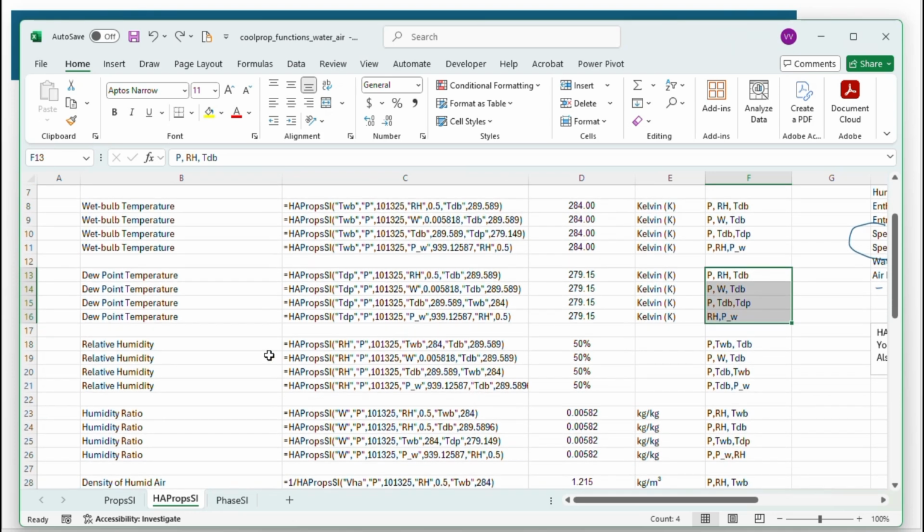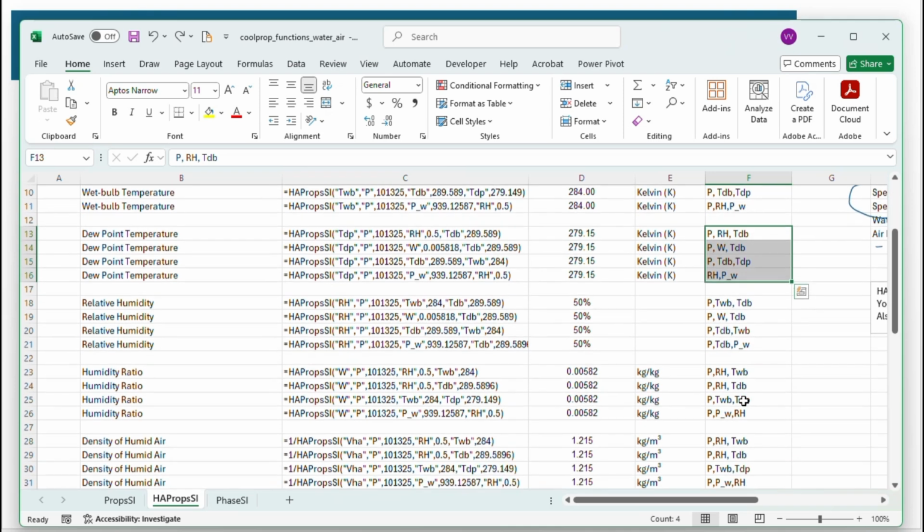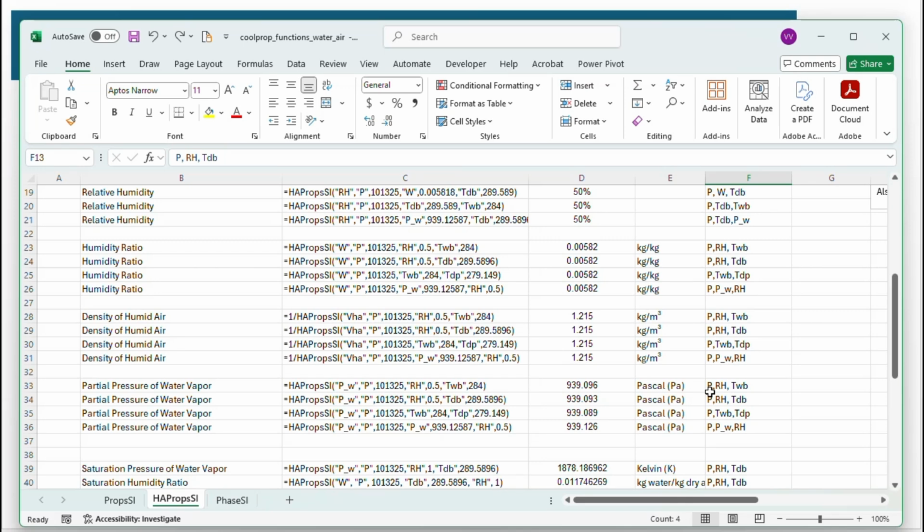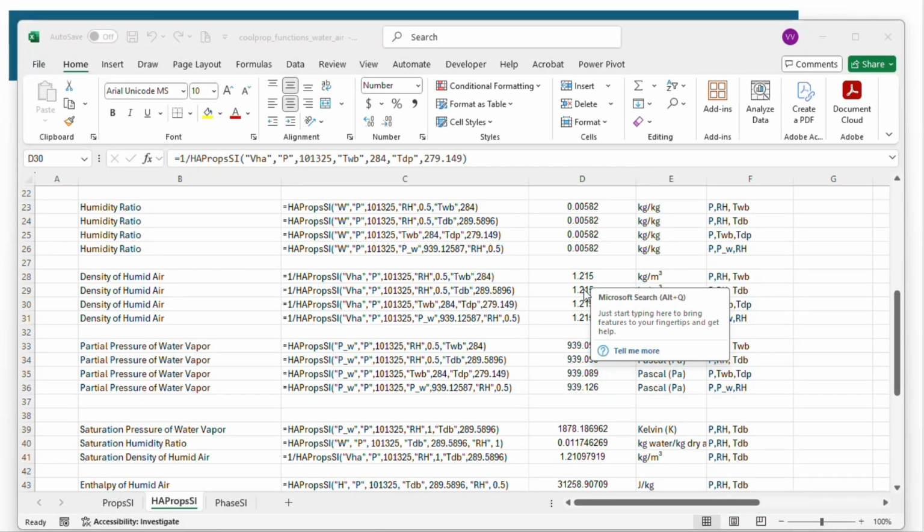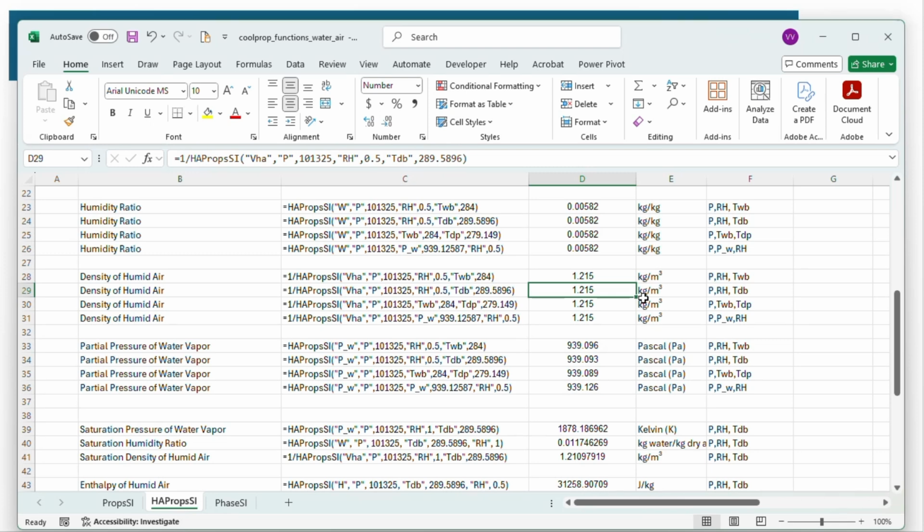So there are several ways to calculate relative humidity also, again with different input combinations, humidity ratio, density. So density here, like I mentioned, you have to do 1 divided by the specific volume calculation. Now let's try changing the humidity and see the effect on density here. For now, let's keep the dry bulb temperature the same and just change the relative humidity. So for the same temperature of the ambient, if the humidity increases or decreases, what happens to the air?